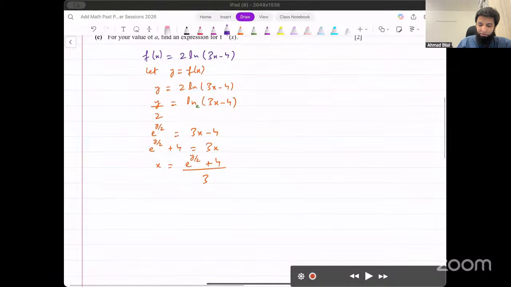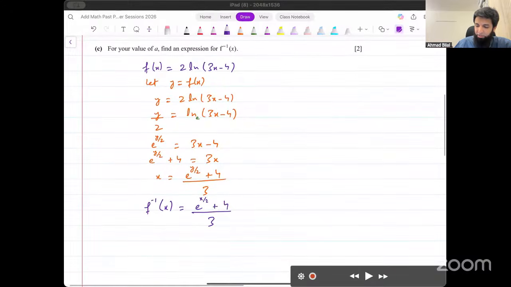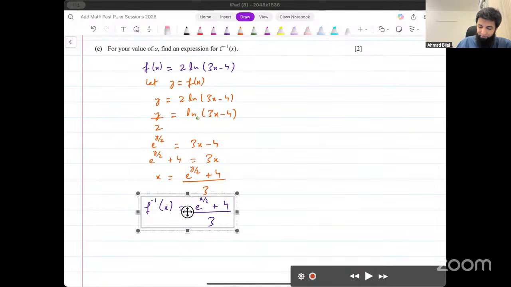What's the inverse function going to be then? Switch the variables. f inverse of x is e raised to the power x over 2, plus 4, divided by 3. That's the expression that we've got for f inverse, and that is what we wanted to find out. Okay, that's the f inverse function.